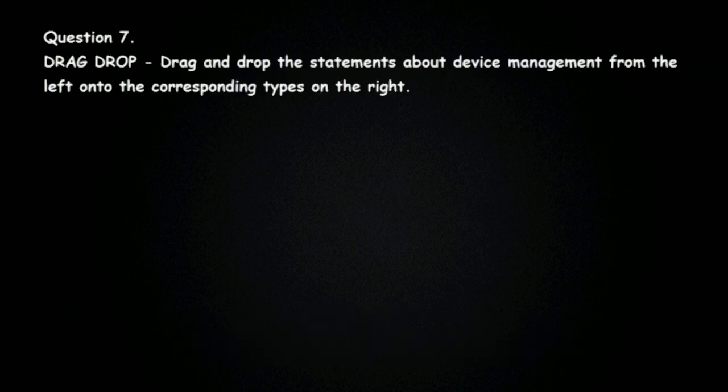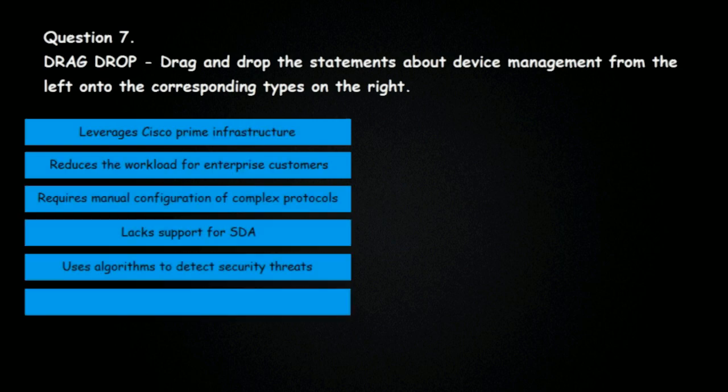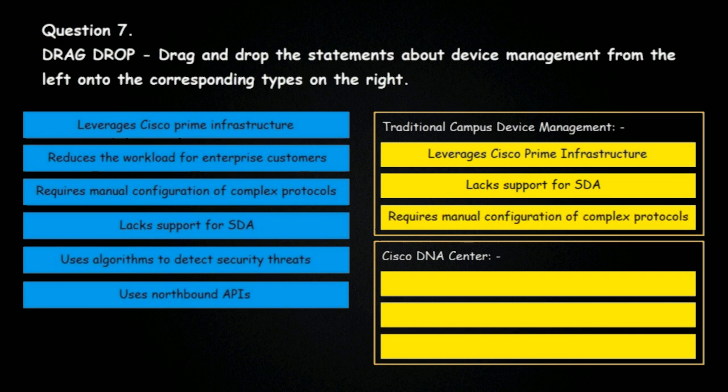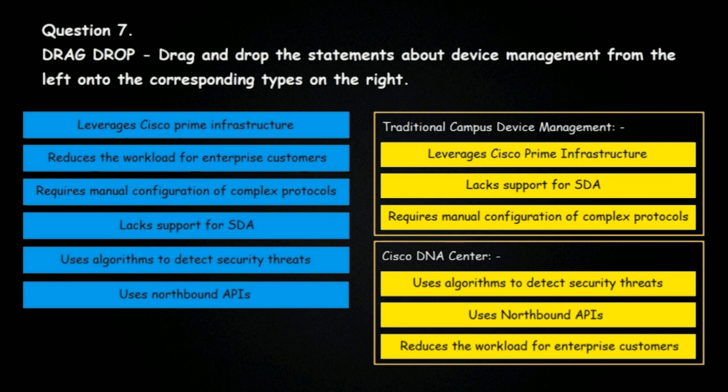Question 7. Drag-drop. Drag and drop the statements about device management from the left onto the corresponding types on the right. Let's see the answer. Leverages Cisco Prime Infrastructure. Lacks support for SDA. Requires manual configuration of complex protocols. Uses algorithms to detect security threats. Uses northbound API. Reduces the workload for enterprise customers.